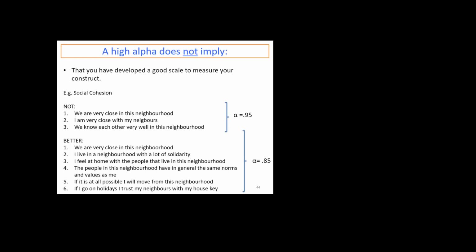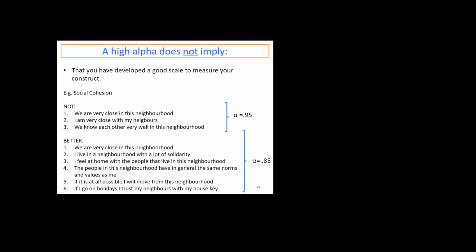If you have a high alpha score, it does not imply that you have developed a good scale. So it's good to have a high alpha score, but it does not imply that you have developed a good scale. And this is an example. For example, if you want to measure social cohesion in a neighborhood, and you develop 3 items. We are very close in this neighborhood. I am very close with my neighbors. We know each other very well in this neighborhood.